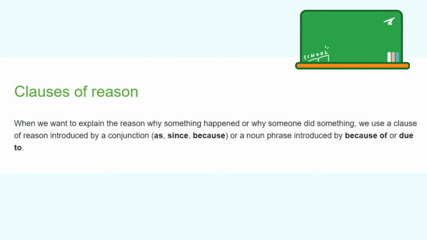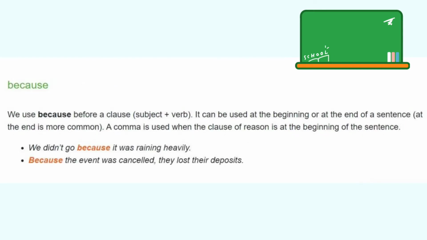Let's look at because. We use because before a clause, subject plus verb. It can be used at the beginning or at the end of a sentence. At the end is more common. A comma is used when the clause of reason is at the beginning of the sentence. For example, we didn't go because it was raining heavily. Because the event was cancelled, they lost their deposits.